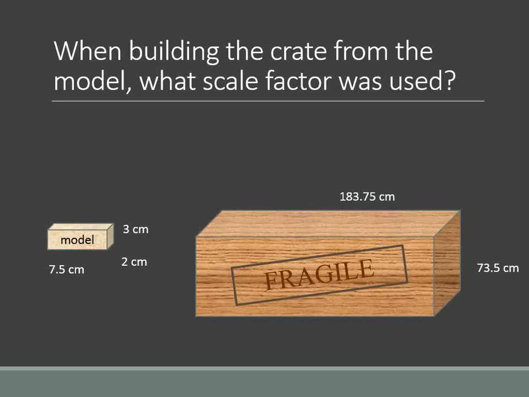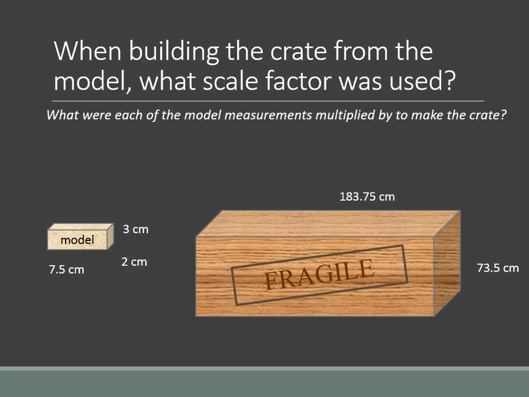So we're given the model and its dimensions, and then we're given the picture of the crate and some of its dimensions. When building the crate from the model, what scale factor was used? Another way to consider that is to ask what each of the model measurements was multiplied by in order to make the crate. Now I think it becomes much more evident what to do. We know that division is the opposite of multiplication, so if we're asking what it was multiplied by, you can just go back and divide.